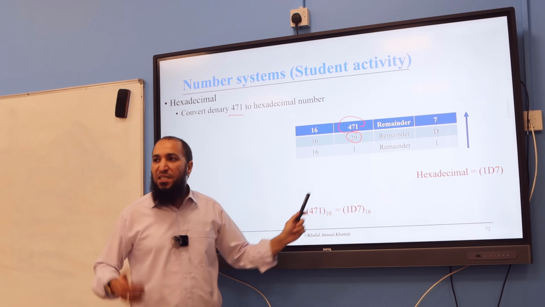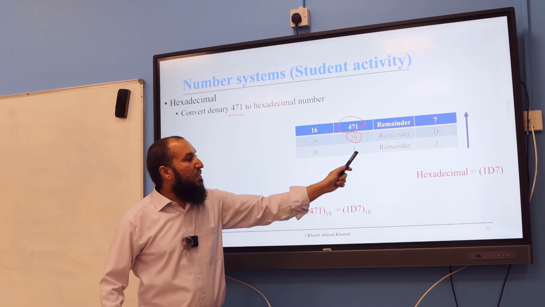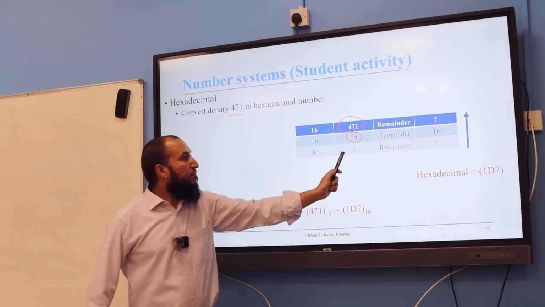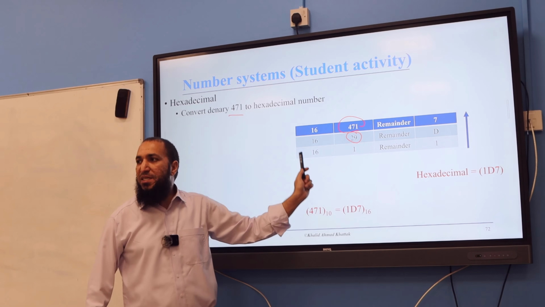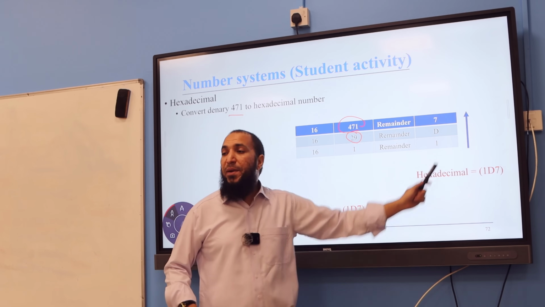Next, how many 16s go into 29? 1. 1 is a whole number. Remainder is D, which is equal to 13. And lastly, we have 1 divided by 16. We have a whole 0. 0 is a whole number, and the remainder is 1.